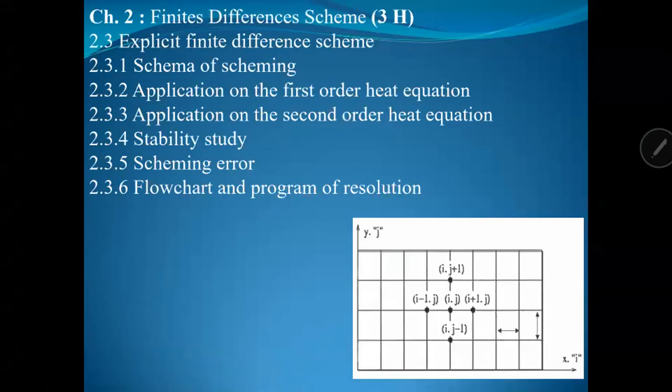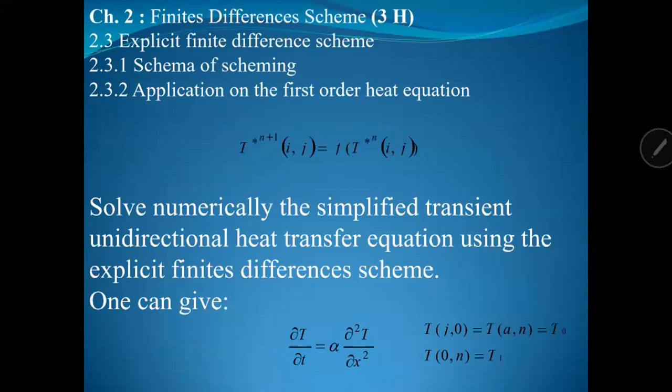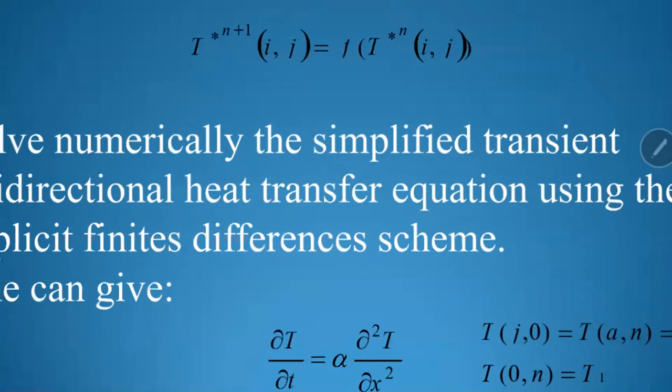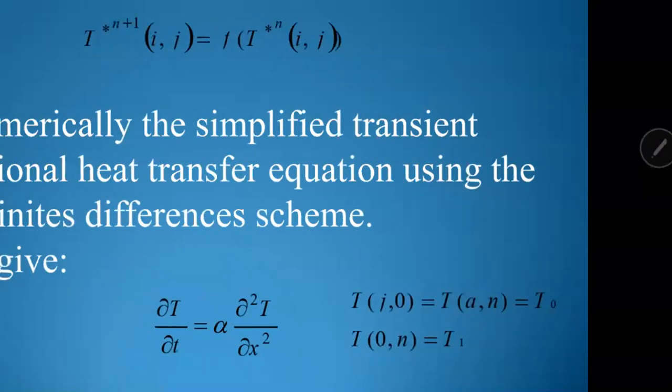Transfer equation. Okay, this is the application. Solve numerically the simplified transient unidirectional heat transfer equation using the explicit finite differences scheme. Okay, one can give dT over dt equal alpha d square T over dx square, with T(j,0) equal T_a, T(0,n) equal T1.